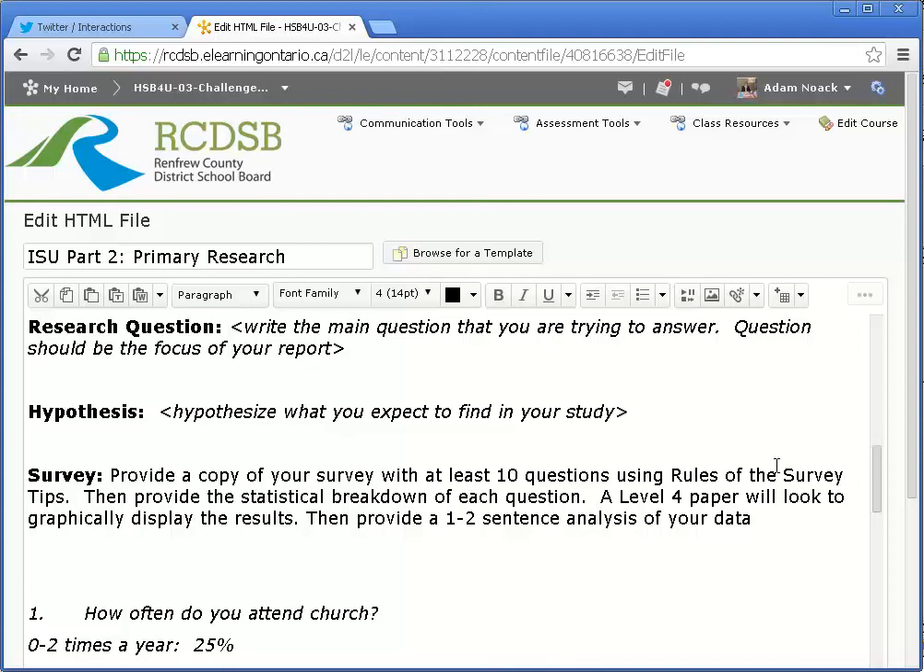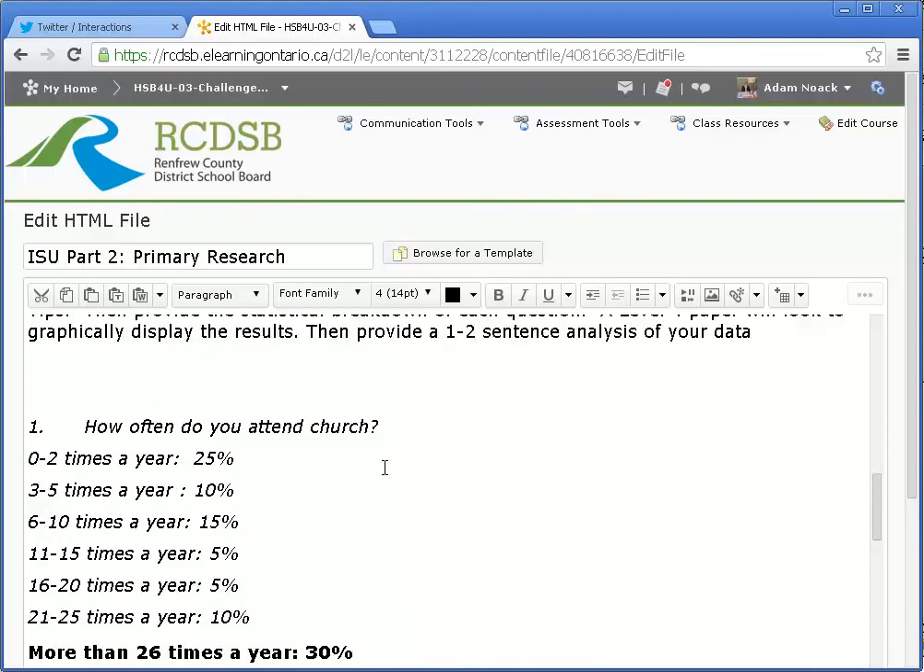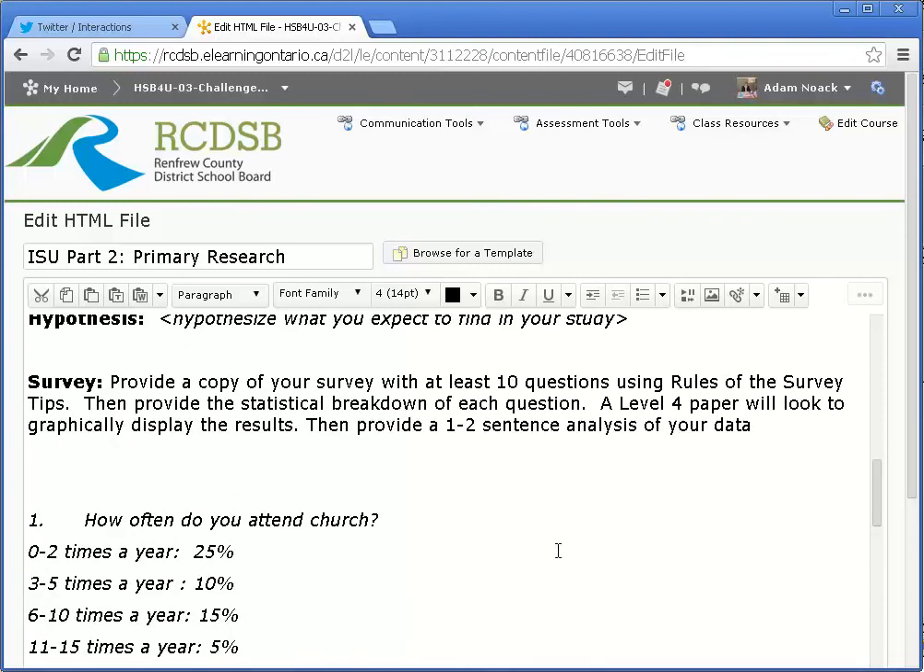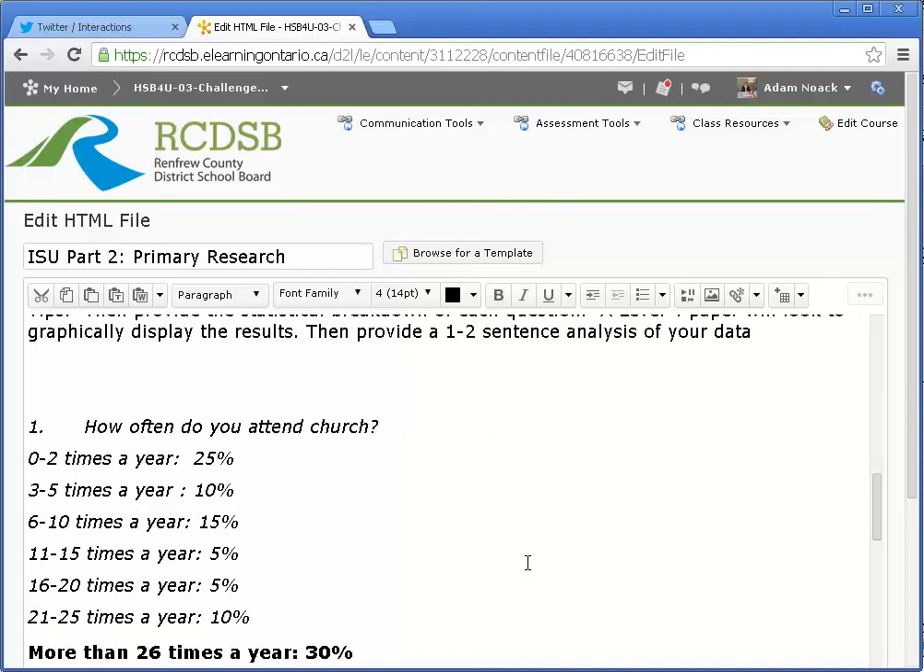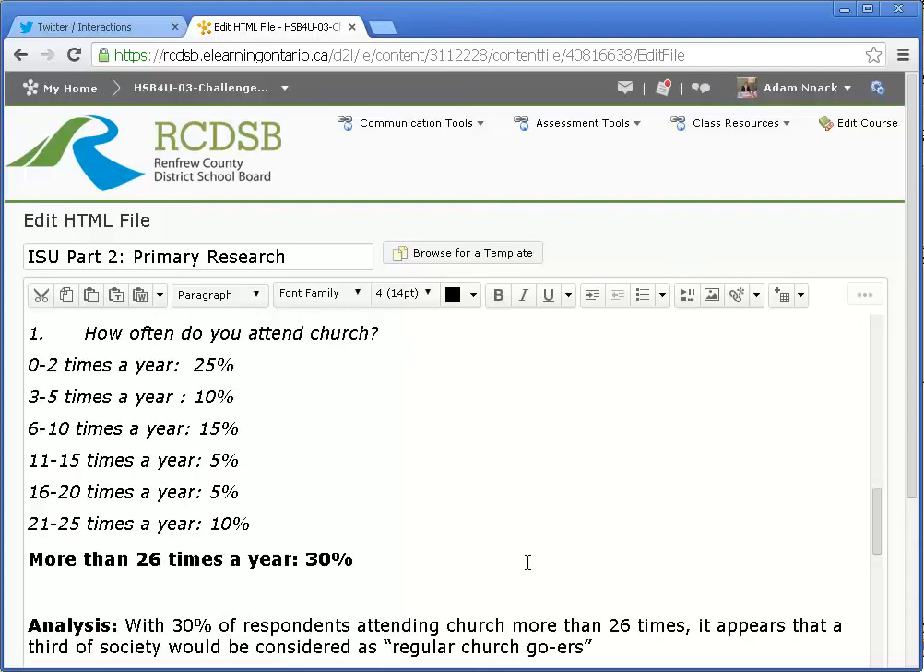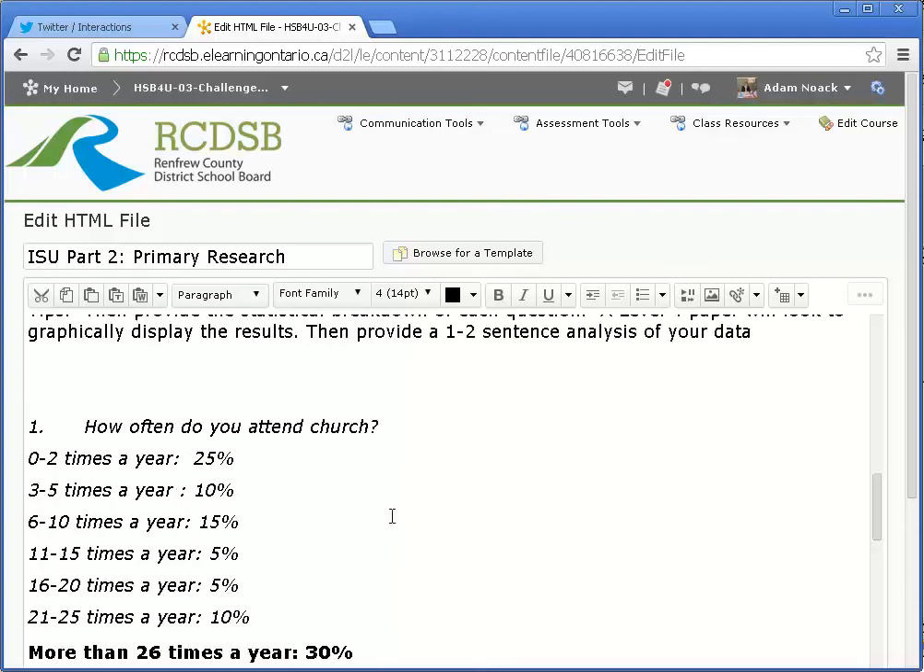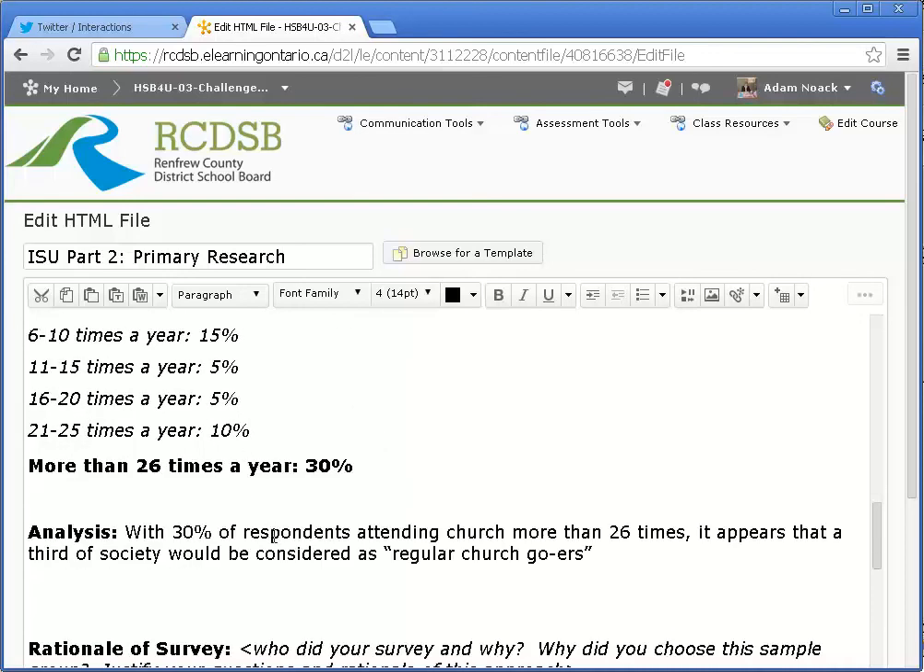A level 4 paper will look to graphically display the results. So if you can take, I don't know, 2 or 3 of your main questions of the 7 and produce a chart and embed it into your paper, whether it be a pie chart, bar graph, line of best fit, essentially anything but a pictograph, I think would be fine. It'll help you in the end. Here's an example question: how often do you attend church? You're seeing the breakdown there, and then just a sentence analysis of what that means.